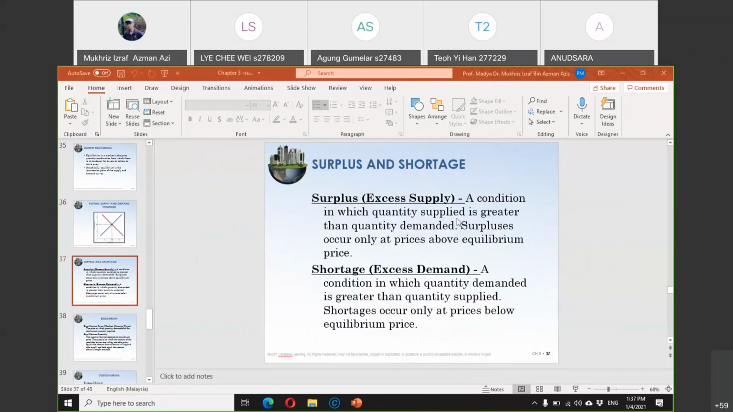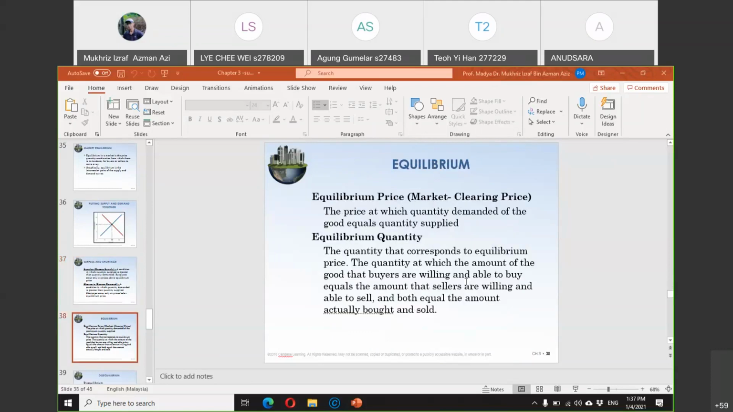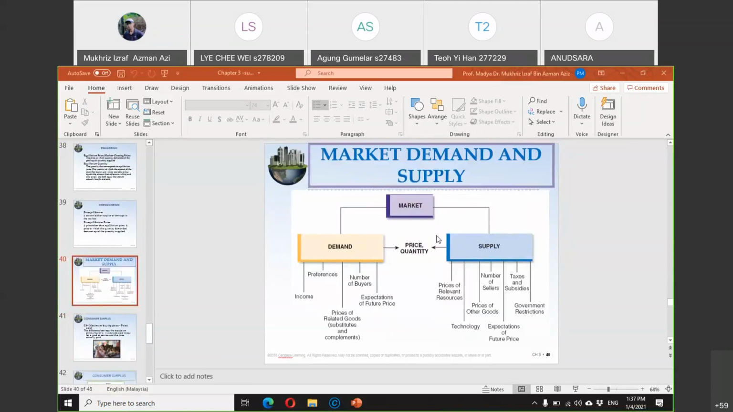So that is the interaction between excess supply and excess demand. You need to know where there is excess supply and where there is excess demand, and what will happen in these two scenarios. Excess supply will cause the price to go down. Excess demand will cause the price to tend to go up. So this is the summary of what we learned last Monday and today: market demand and supply.